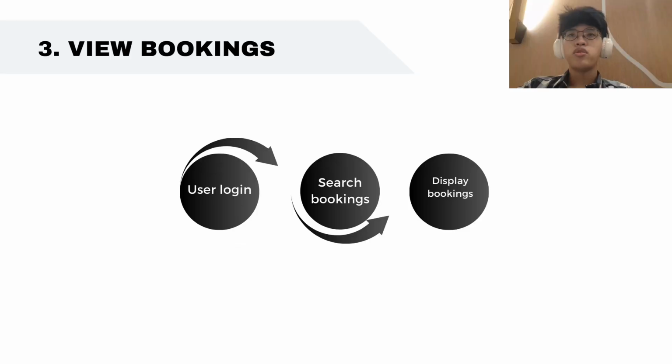The process begins with the user logging into the system. Proper authentication ensures that only authorized individuals can access booking details. On login, the user can search for specific bookings. This could involve using filters like booking ID, username, date, or room type to narrow down the results. After performing a search, the system retrieves and displays the relevant booking details. The data is presented in a user-friendly format, making it easy for users to review and manage their reservations.